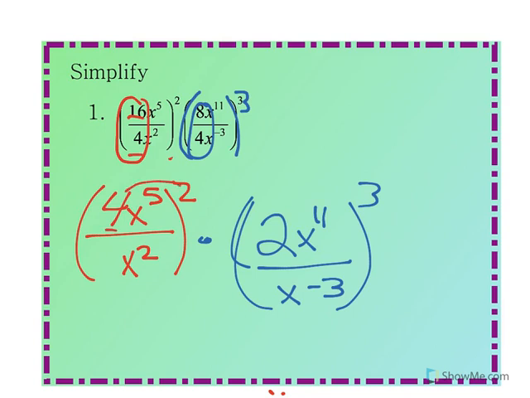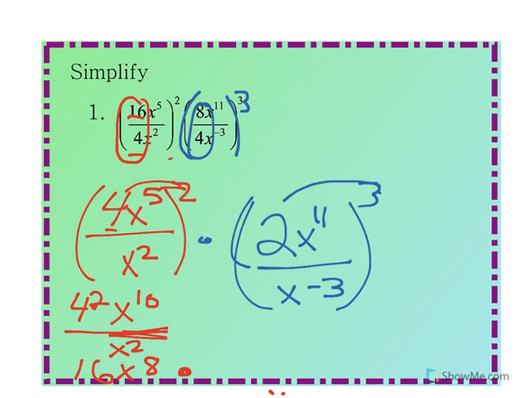Now let's distribute. 4 squared, x to the, do you remember this from the other day? 5 times 2 is 10, over x squared. Now, 4 squared is 16. Now don't forget, here's where we use our division rules. X to the 10th over x to the 2nd. 10 minus 2 is 8. So we have 16x to the 8th times, now let's come over to our blue.